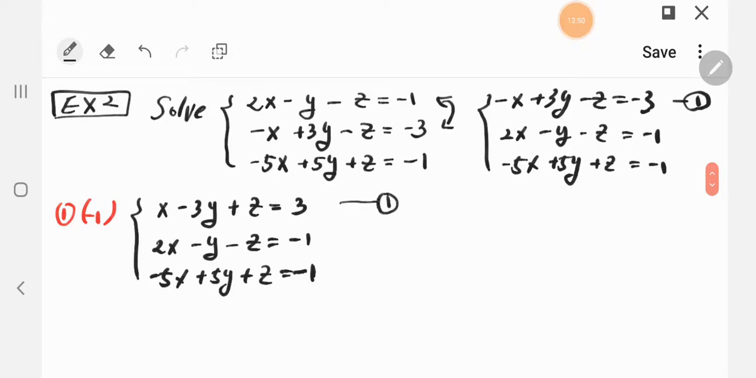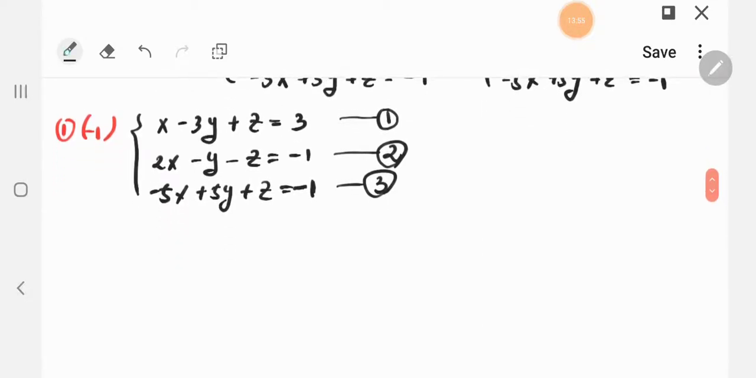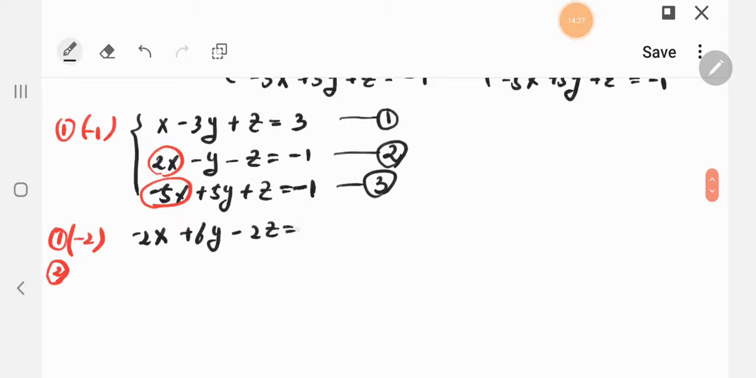This is equation 1, equation 2, equation 3. Using the first equation, let's get rid of the x terms from the second equation and the third equation. So I will multiply the first equation by negative 2, so that when we add the first two equations, we can get rid of the x terms. So multiply the first equation by negative 2. So negative 2x plus 6y minus 2z is equal to negative 6. And the second equation is unchanged.